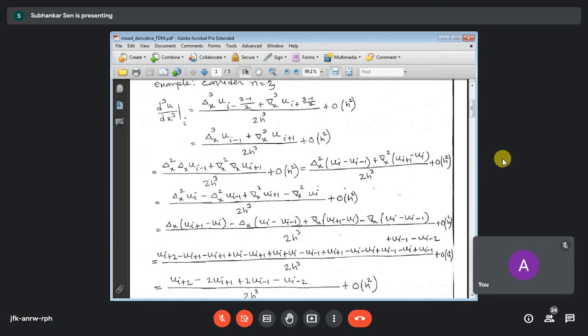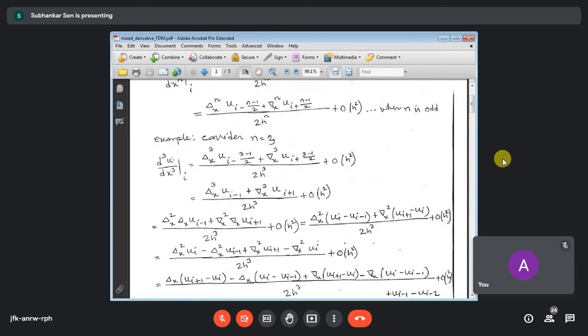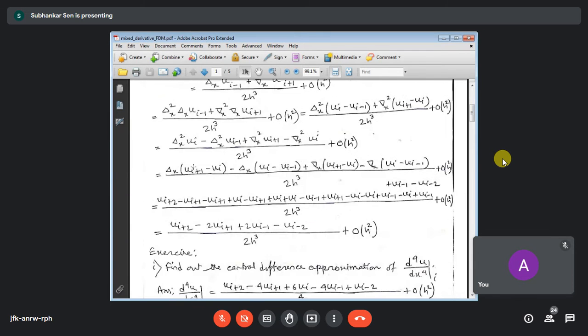So what we learn actually is that if it is the first derivative, the second order accurate central difference will have two terms. If it is a second derivative, the second order accurate central difference formula will have three terms. If it is a third derivative, the second order accurate central difference will have four terms.